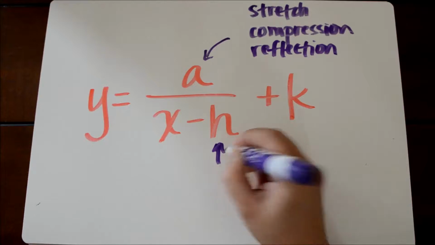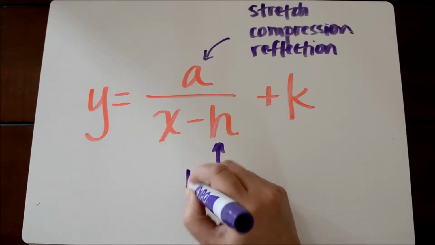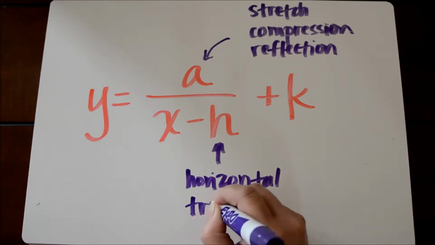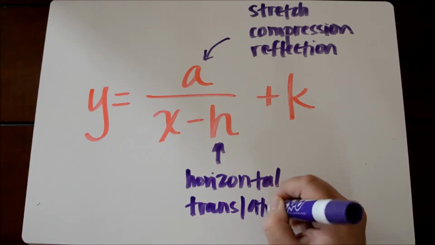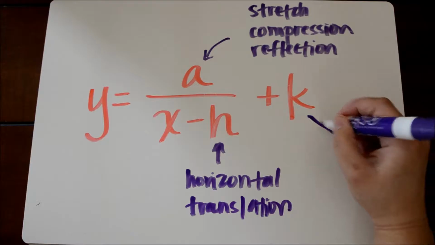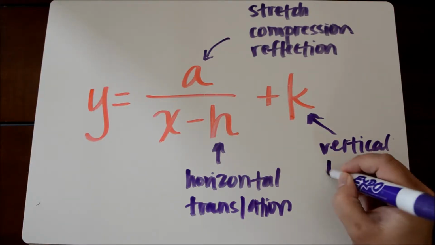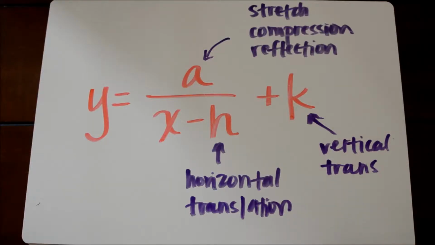Our h value will tell us our horizontal translation. That means it'll tell us if our graph goes to the right or if it moves to the left. Our k value tells us our vertical translation. So that tells us if our function shifts up or down and how many units.